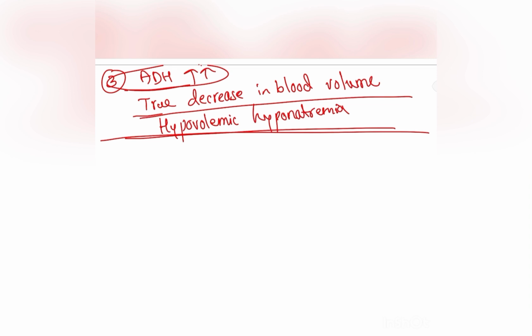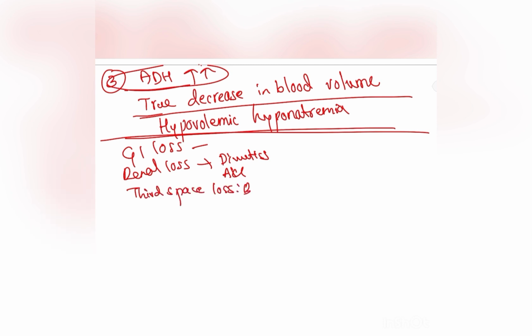Now, the causes could be GI loss, that is vomiting, diarrhea, or renal loss due to diuretics, or AKI. Then other causes are third space loss, burns, and pancreatitis. So whenever there is true hypovolemic hyponatremia, the total blood volume is low. As a result, the amount of blood reaching the kidney is low.